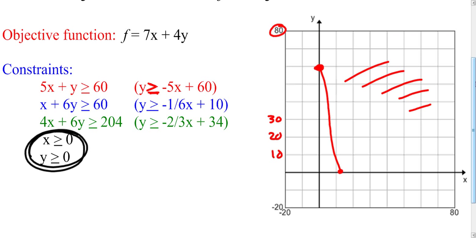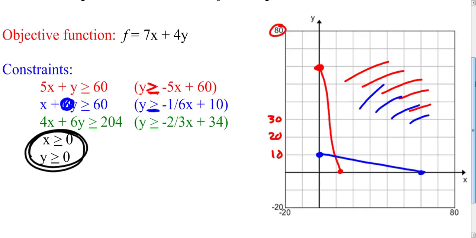All right, on to the blue line then. Okay, for the blue line, if I leave it in standard form to find my y-intercept, I put 0 in for x. So that means I have 6y equals 60, or y is 10. To find my x-intercept, I put 0 in for y, and I have x equals 60, so it crosses the x-axis at 60. Again, I will connect that with a solid line since it's underlined. And since it's greater than, I will also shade above that line.